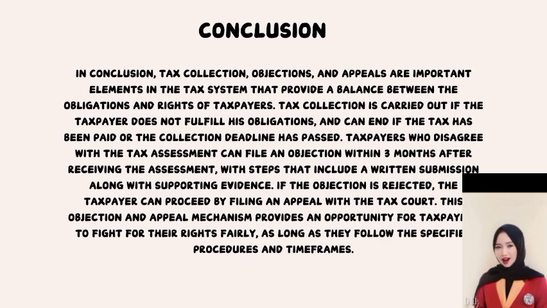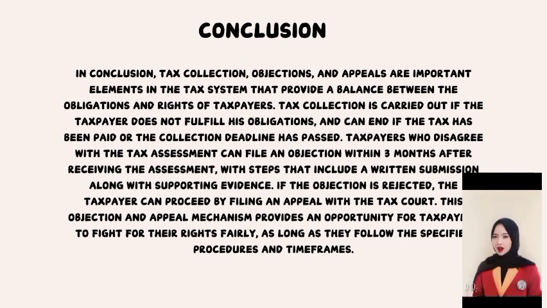The last slide is conclusion. In conclusion, tax collection, objections, and appeals are important elements in the tax system that provides a balance between the obligations and rights of taxpayers. Tax collection is carried out if the taxpayer does not fulfill his obligations, and can end if the tax has been paid or the collection deadline has passed.